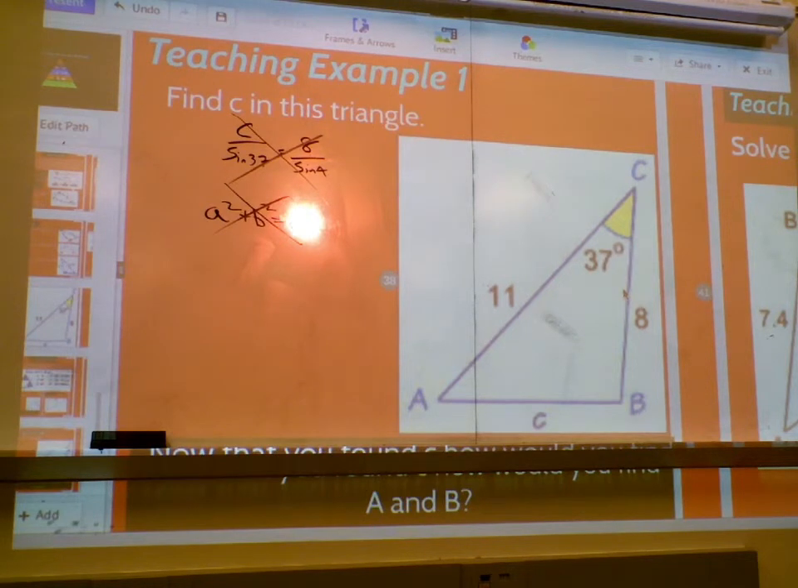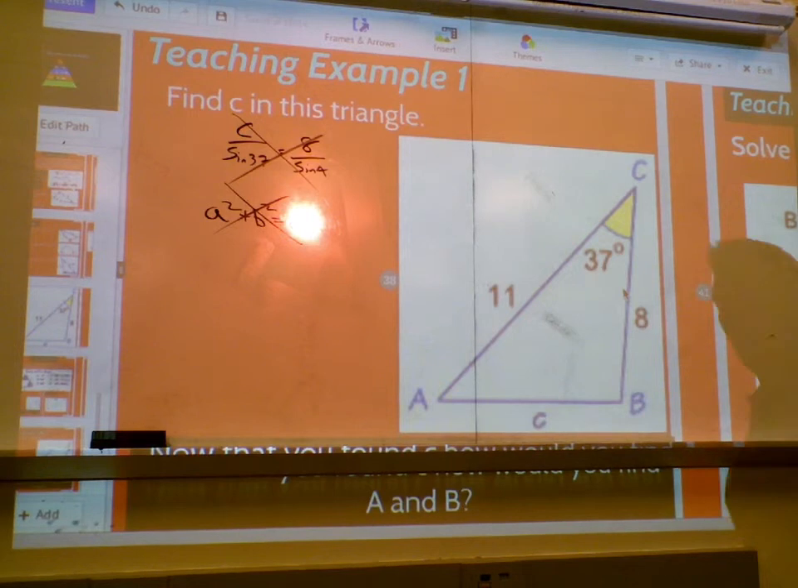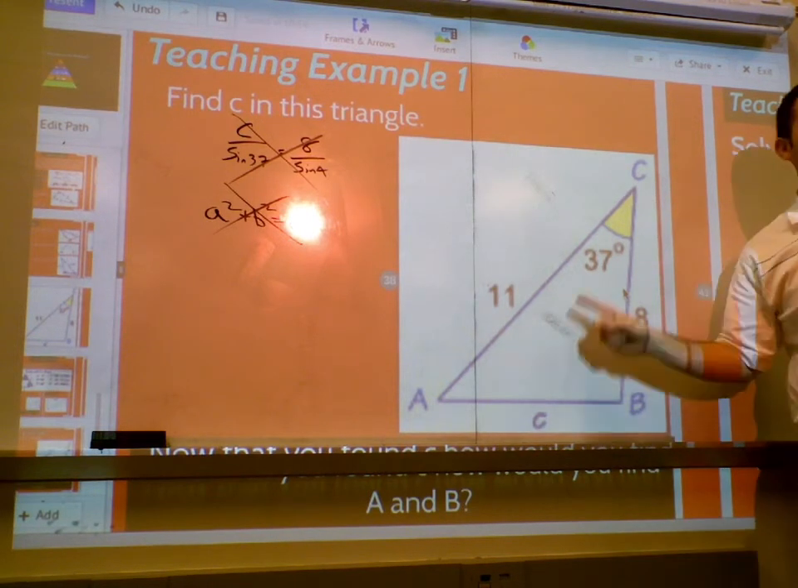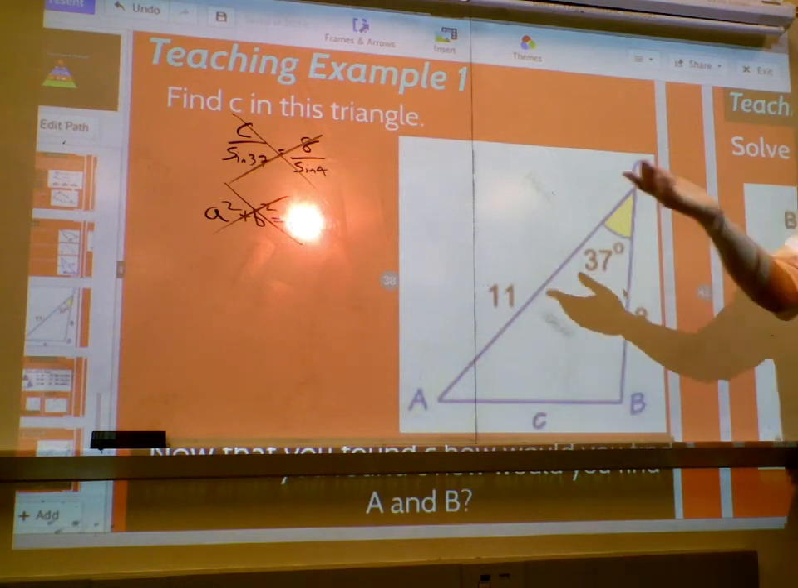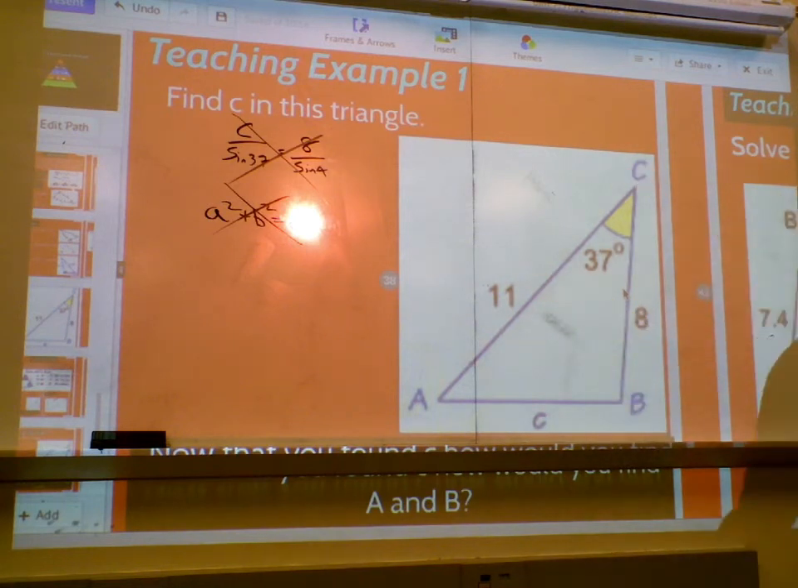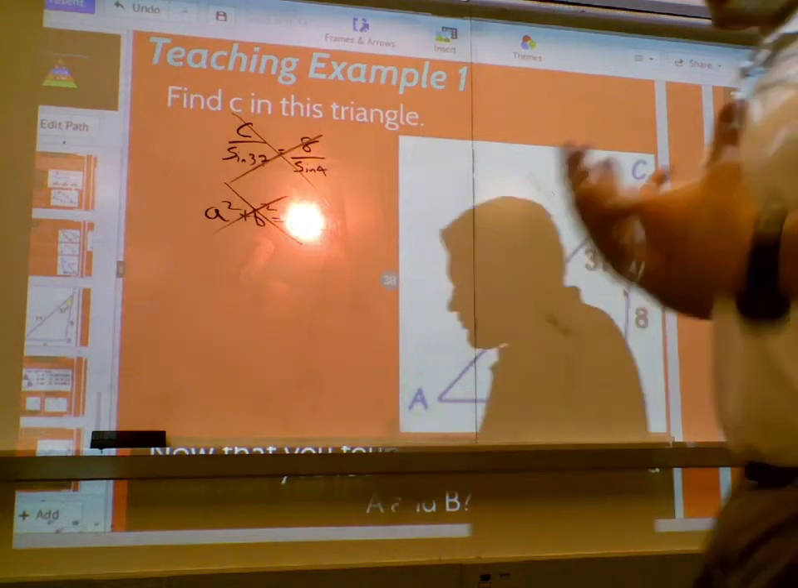Now, this triangle, make a little note under your warm-up. We cannot find C because law of sines doesn't work. There are too many unknowns. Remember, law of sines only works if you have an angle and the side opposite it. You need all the A's or all the B's or all the C's. We don't have that, so law of sines doesn't work. It's not a right triangle, so SOHCAHTOA or the Pythagorean theorem don't work. So we need something different.